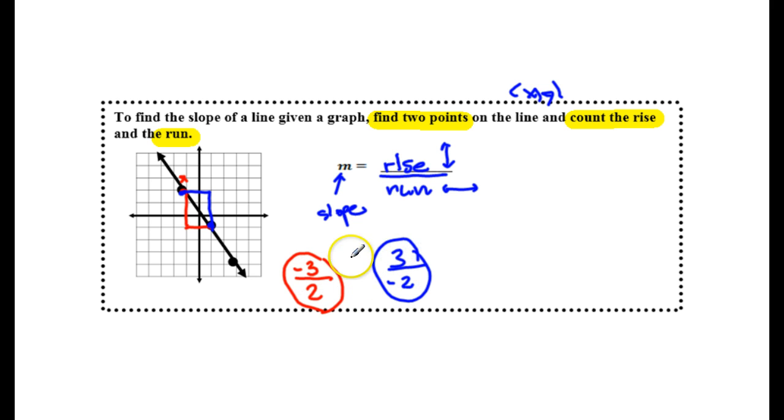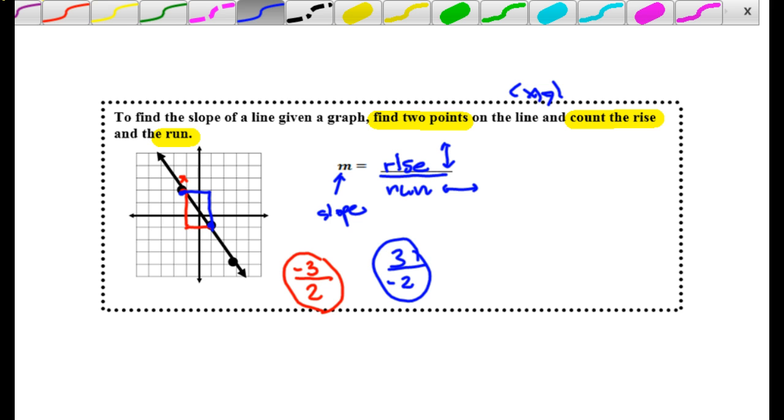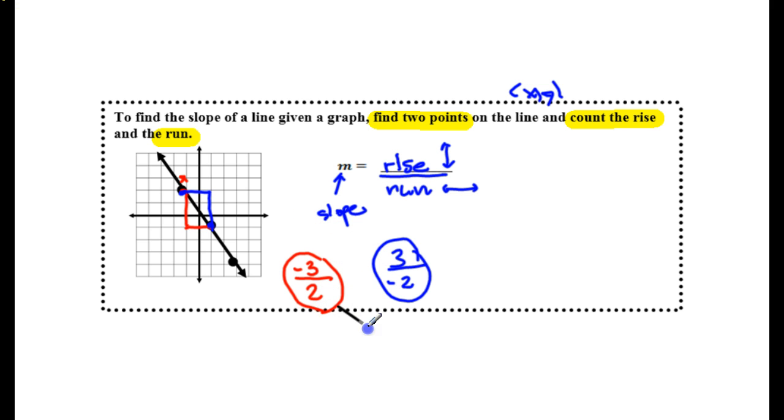So you see, it doesn't matter which point you start at. Technically, this is the same answer. Okay? I know here this negative is on the 3. Here the negative is on the 2. But the way they would write the answer out, like on a test or in a book, they would technically write it like this: negative 3 over 2. Alright? So the overall fraction is negative.